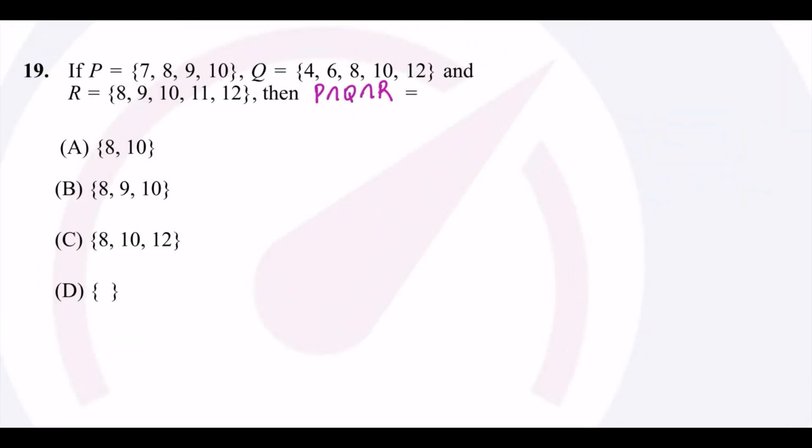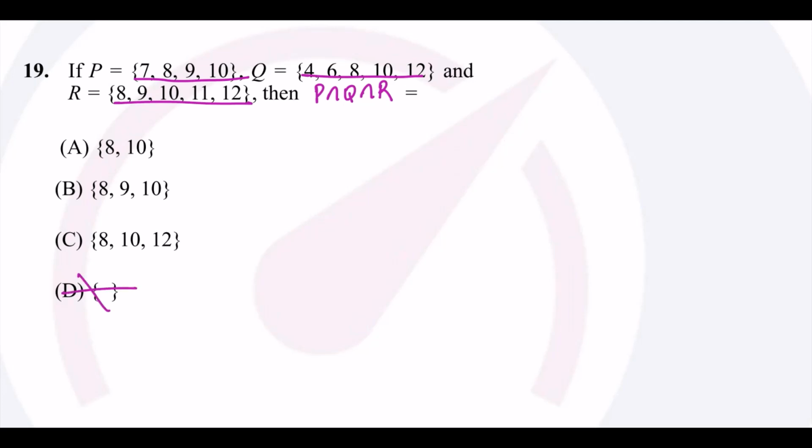Question 19. If P is equal to the set of 7, 8, 9, 10 and Q is equal to the set of 4, 6, 8, 10, 12 and R is equal to the set of 8, 9, 10, 11, 12, then P intersect Q intersect R is equal to, now this is a 3 set, so what is it asking? What is common to all these sets? P, Q and R have what in common? So look at the sets P, Q and R and what is common to all of them?